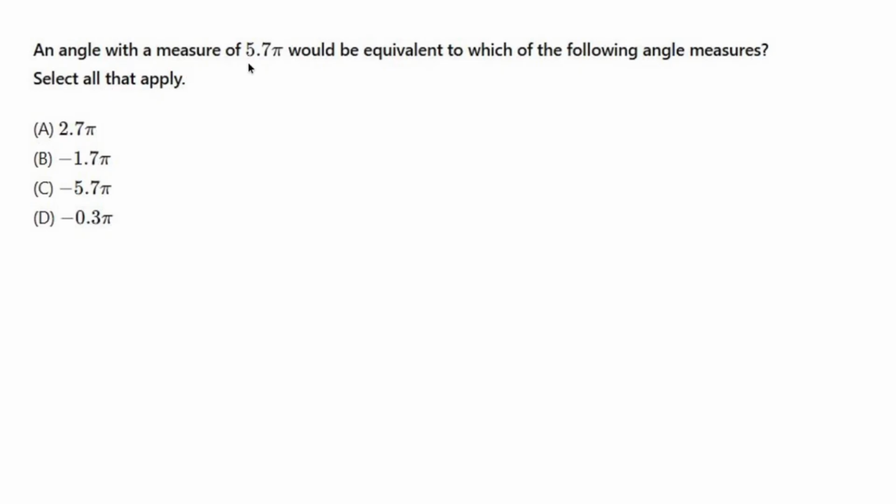An angle with a measure of 5.7 pi would be equivalent to which of the following angle measurements? Well, any angle, no matter what it looks like, is going to live somewhere on a circle.